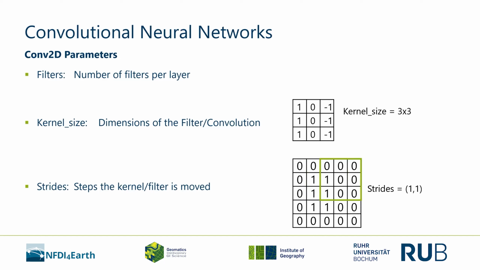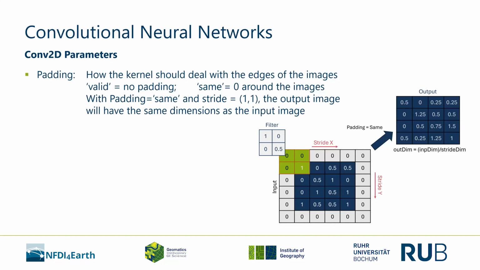The strides define the step size of the filter as it is moved over the image. A stride of 1 means it is moved only one position at a time. Strides of 2 make the filter be applied to every second position, and thus skip a position. This means that the larger the strides, the smaller the output image. And that's where padding comes into play.